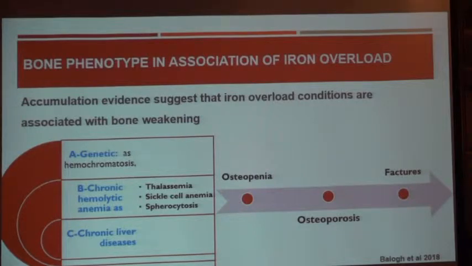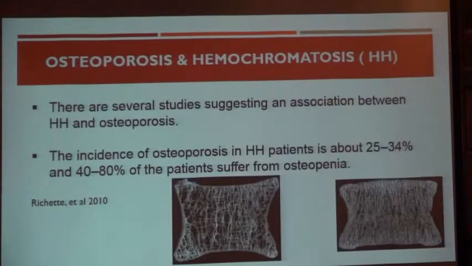Iron overload conditions like hemochromatosis, chronic hemolytic anemia, thalassemia, sickle cell anemia, spherocytosis, and chronic liver disease can all lead to osteopenia, osteoporosis, and fracture. In hemochromatosis, several studies found that the incidence of osteoporosis is about 25 to 34%.